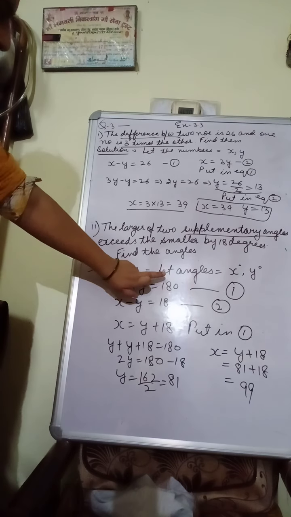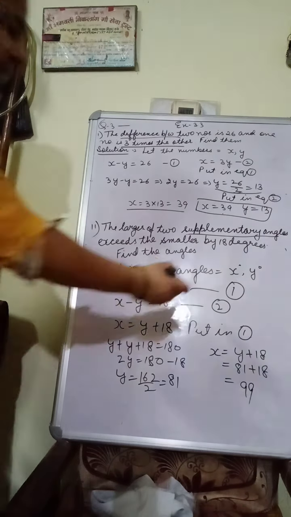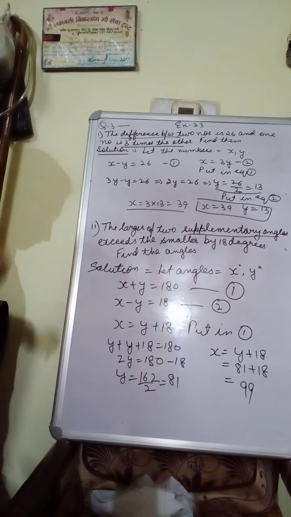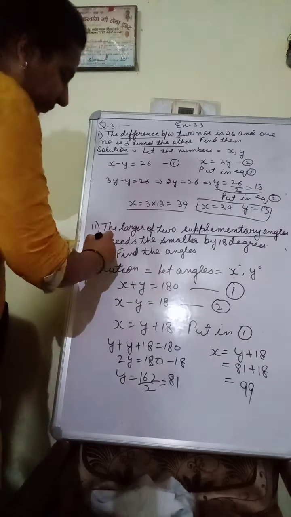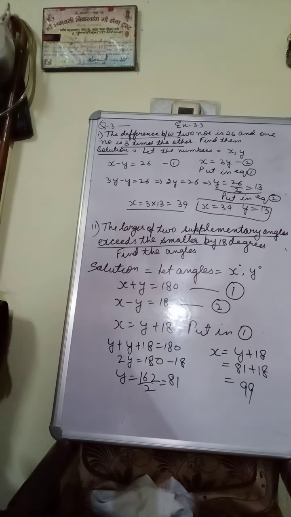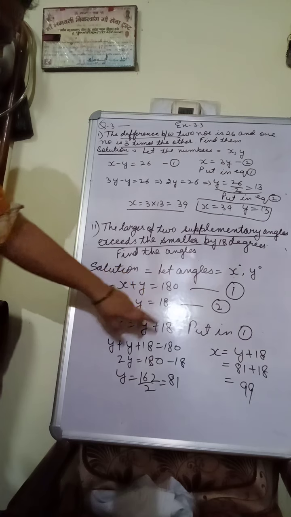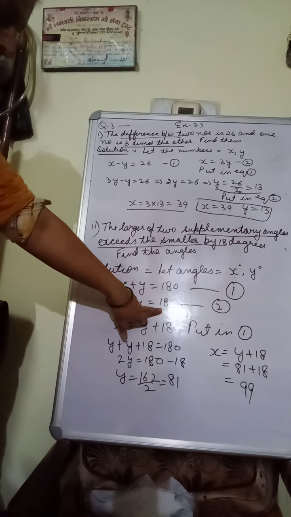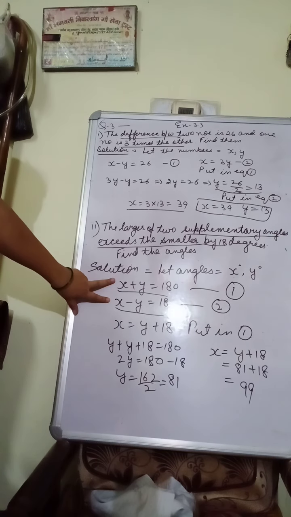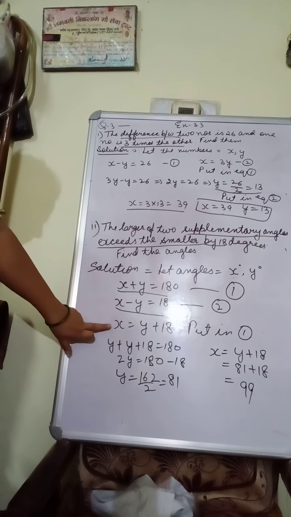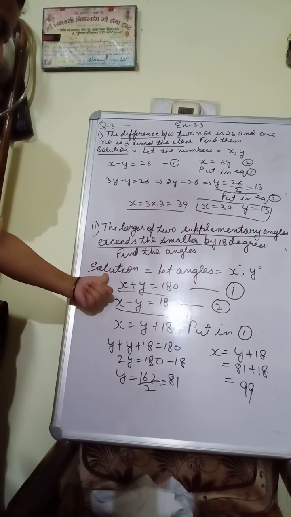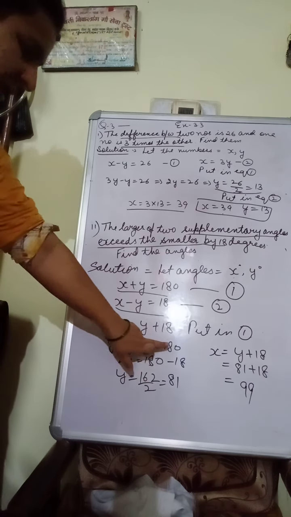First of all, I let the angles be x degrees and y degrees, and their sum x plus y is 180. Second condition, exceeds the smaller by 18 degrees, means the difference between the two angles is 18. So x minus y is 18. This is your second equation. Now let us solve these equations. x will be y plus 18. So put it in equation number 1. So y plus 18 plus y is equal to 180 degrees.